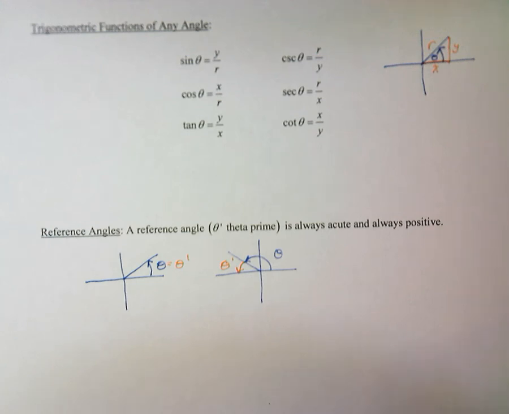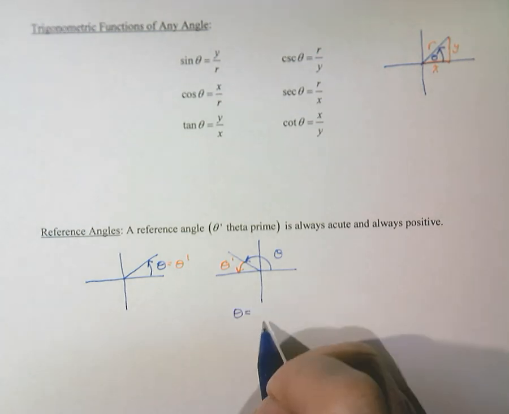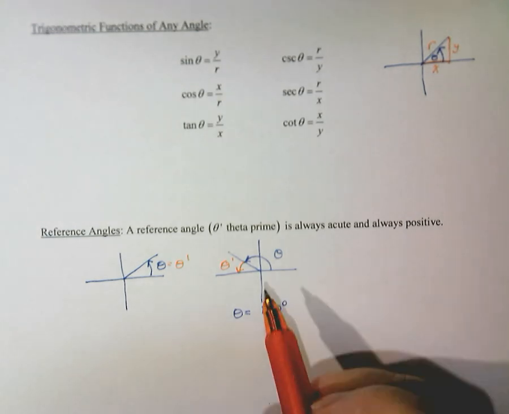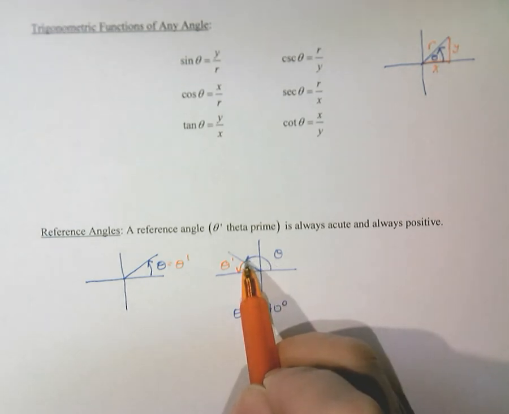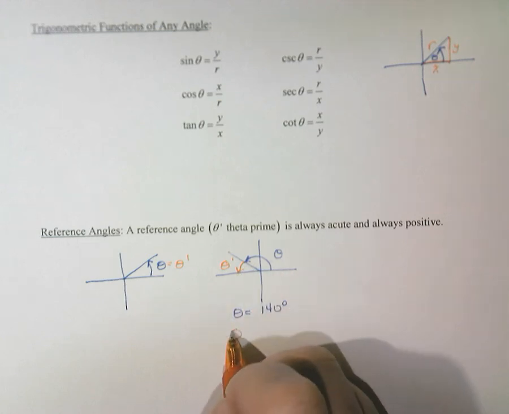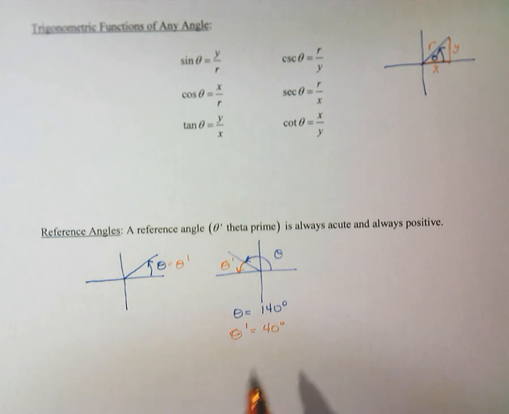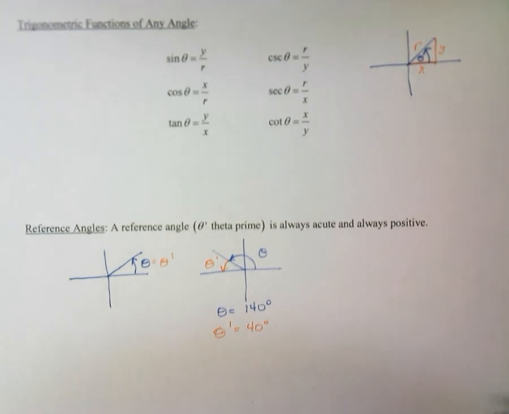So for example, if theta were equal to 140 degrees, 140 gets me to here, but I want to get to the x-axis. I'm going to say theta prime is equal to 40 degrees. Notice it's an acute angle and it is positive.